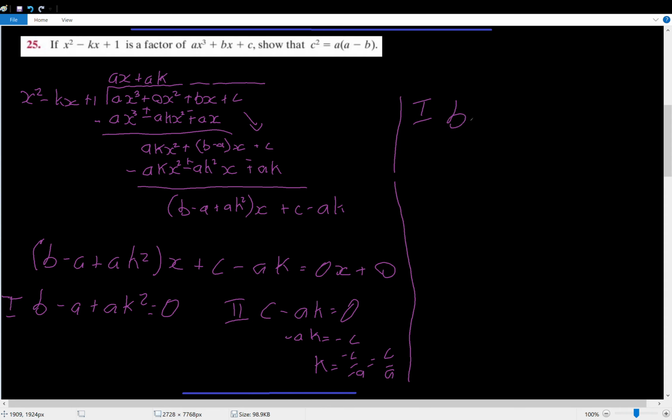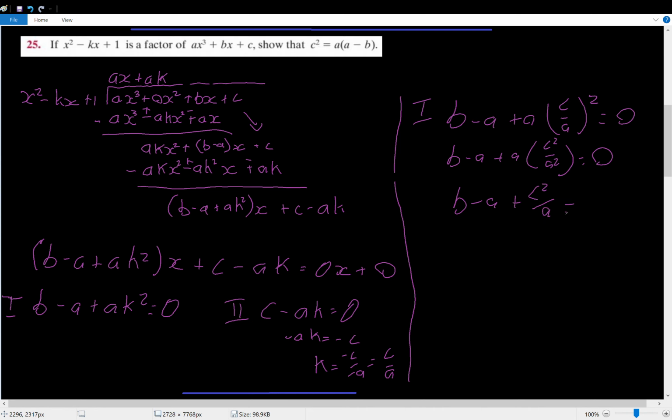So we go b minus a plus a times, and instead of k we have c over a, so (c over a) squared. That's still equal to 0. We're going to square that out and see what we can cancel. So it's b minus a plus a times c squared over a squared, equal to 0. Well, a times c squared over a squared ends up as b minus a plus c squared over a. That's still equal to 0.